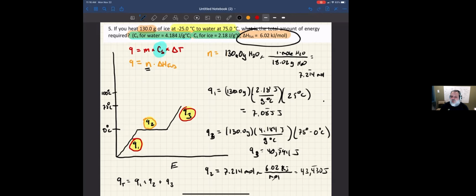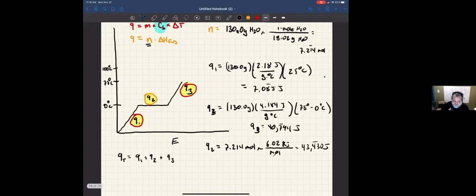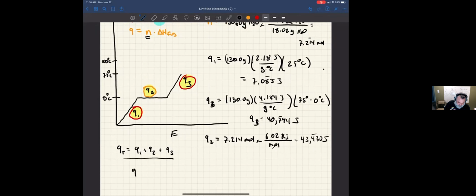So now I've independently done the calculations to get all 3 of those things. So the total energy is the sum. So QT equals Q1, which is 7,085 joules, with that being the sig fig, plus Q2. Now Q2 was given to me in kilojoules, but I went ahead and converted it to joules here. It would have been 43.430 kilojoules. And so I did convert kilojoules to joules without mentioning it before. The units for addition do have to be the same, so I need to do that conversion. So 43,430 joules, with the 4 being the sig fig there.